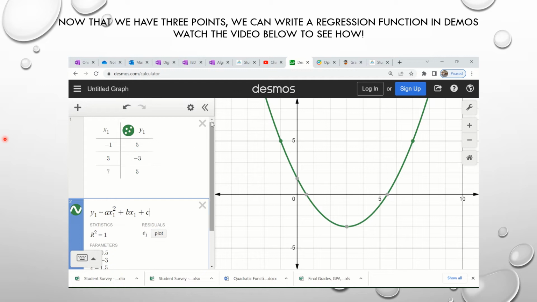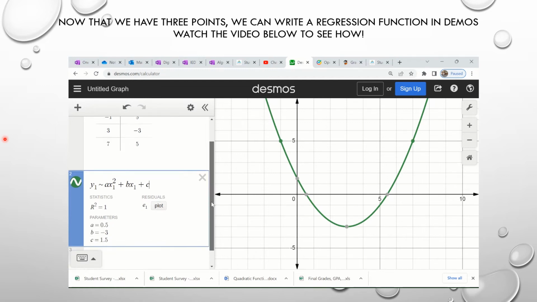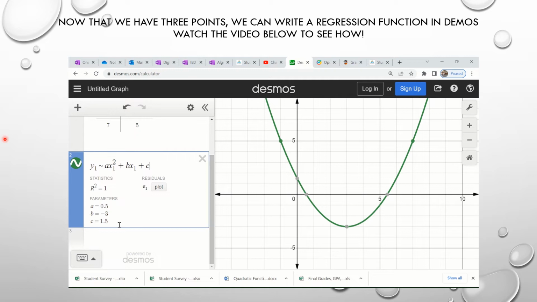And what you can see is that we have a beautiful parabola that goes through those points, and we have the numbers that would go in the equation for a, b, and c. So I'm going to take a moment and write that down. So I have a is 1/2, so you would have 1/2 x squared, minus b is -3, so minus 3x, plus 1.5. And that's the equation that fits those points.